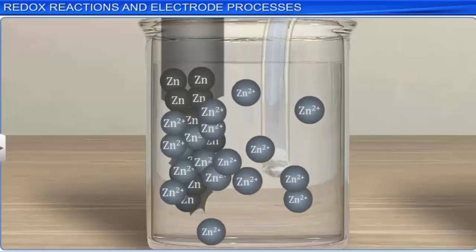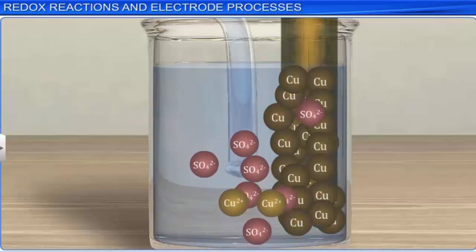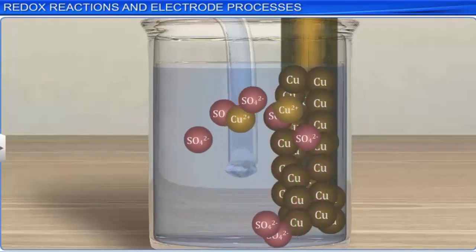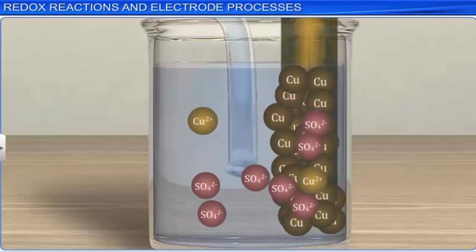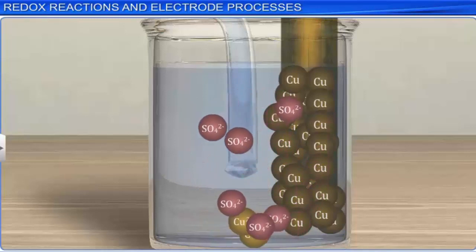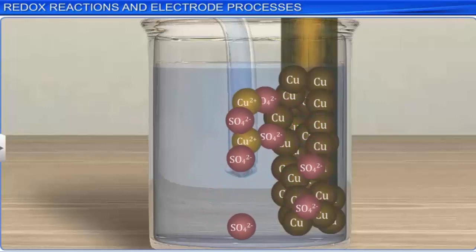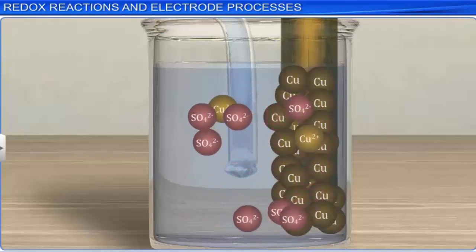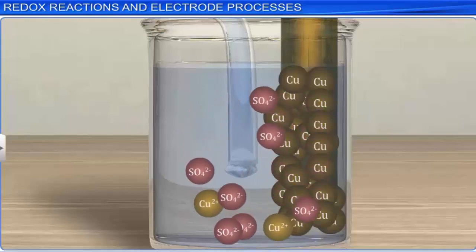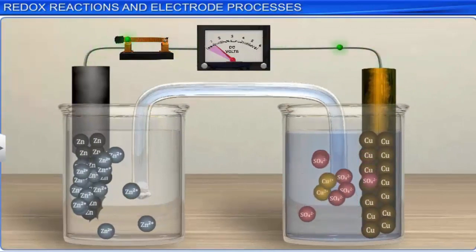Similarly, copper 2+ ions reduce to copper atoms and deposit on the copper rod. This loss of copper ions from the copper sulfate solution creates an excess of negative sulfate ions in the solution. This prevents the further reduction of copper ions. As a result, the overall reaction stops and also the current in the setup stops.